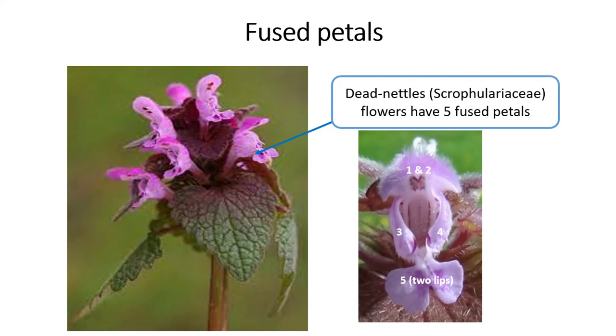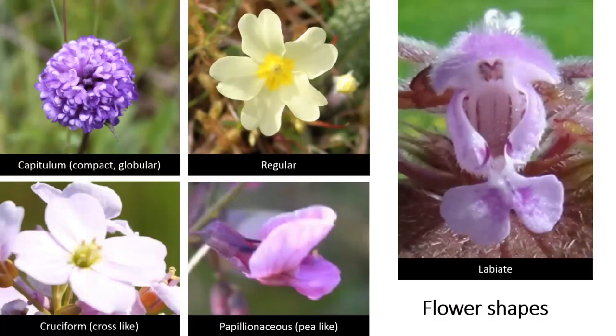And this is all to do with attracting pollinators, different ways that plants have of trying to attract in something that's going to spread the pollen to the next plant. And the flower shape, so this dead nettle flower here is what's called a labiate, so it's got lips on it, 2 lips there at the bottom. Something like a primrose is a regular flower. It doesn't really have any distinguishing features. The devil's bit scabious there to the left of the primrose, it's what's called a capitulum, so it's got a lot of flowers together in one compact head.